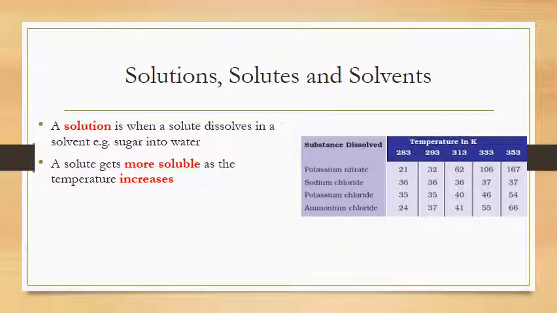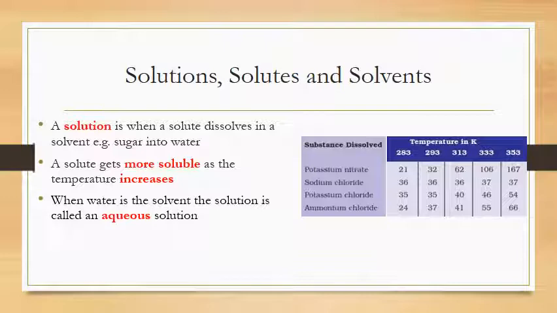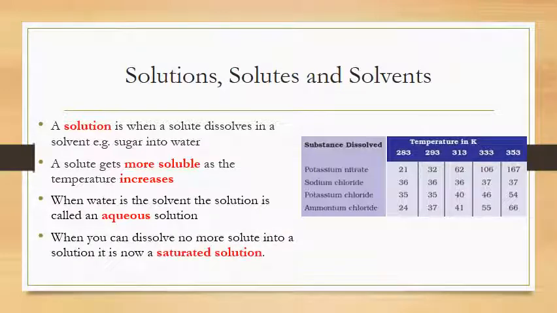Here's a little diagram illustrating that. As you can see, as the temperature increases, the amount of potassium nitrate that dissolves increases from 21 grams per 100 mL to 167 grams at 353 Kelvin. So you can dissolve more when you are able to increase the temperature. When water is the solvent, it's called an aqueous solution. And finally, when you can dissolve no more solute into a solution, it is now a saturated solution and it starts becoming solid again. It's no longer dissolved. So that's pretty much all you need to know for the states of matter.